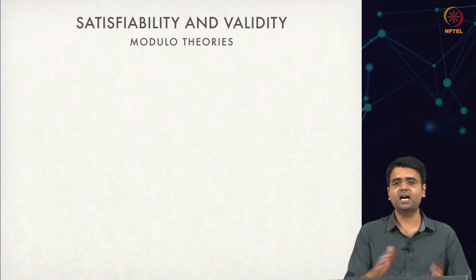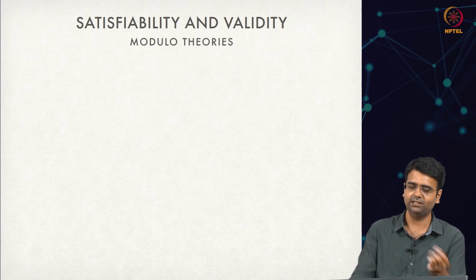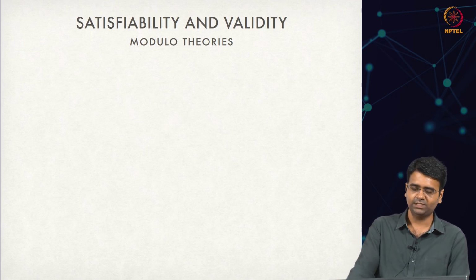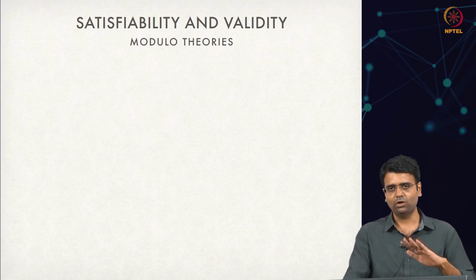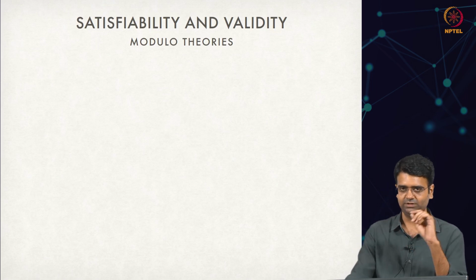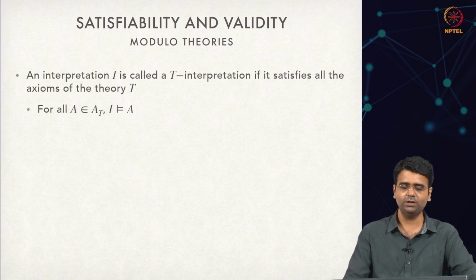now given an arbitrary FOL formula which is a sigma T formula, which means it contains symbols from the signature, from the theory, is such a formula satisfiable, or is such a formula valid? So we will consider the notion of satisfiability and validity, but modulo the theory. So what does that mean?